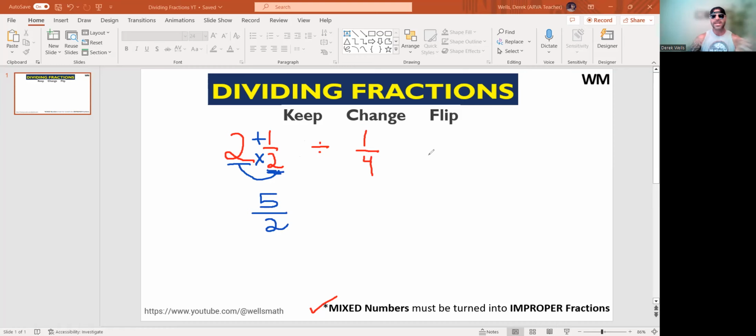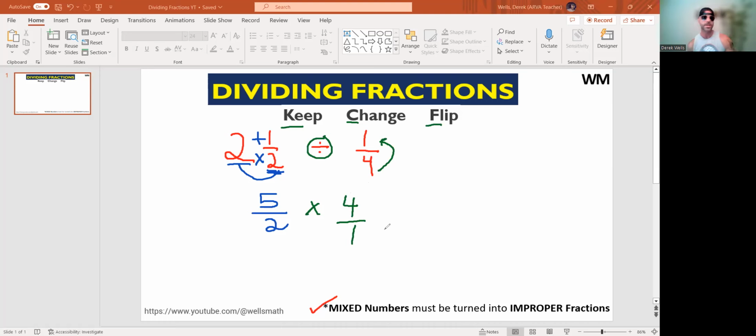Now we can do our keep, change, flip. We did not forget about this. We're still going to have to do keep, change, flip. So we're going to keep 5/2 the same. We're going to change division to multiplication, just like we did with the previous 2 problems. And then we will flip the second fraction, 4 on top and the 1 on bottom.